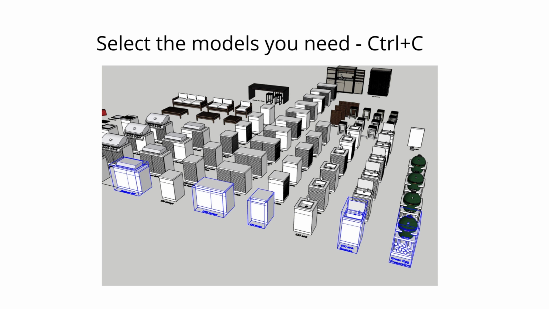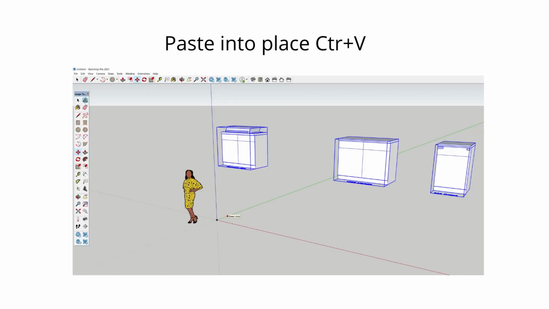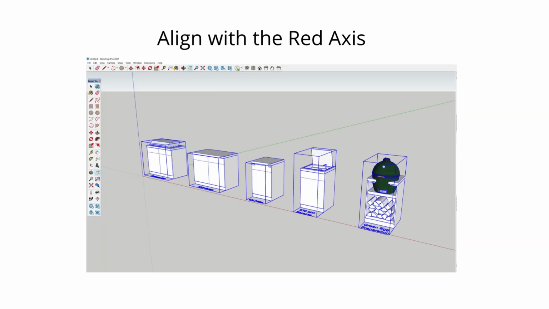Now, select New from the File menu to open a brand new blank SketchUp file for this particular client, and using Ctrl+V or Paste you will insert the chosen models into the new file. Save the file with a relevant name. It could be the client's name or the style and size of the kitchen. You may also number your projects, so that's another way. Now, align the models on the red axis.